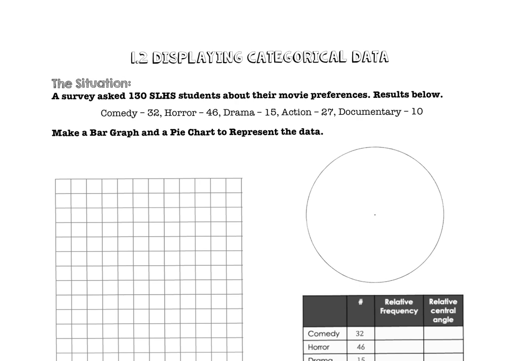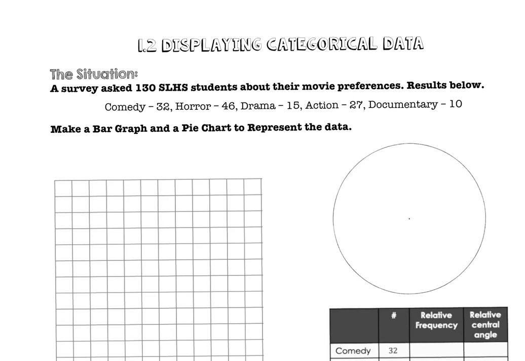Okay, but we're going to talk about how we create these bar graphs and pie charts, and then you're going to have a small assignment to do just after that, which we'll go over as well. If you look, there were 130 students asked about their movie preference, and the results were 32 preferred comedy, 46 preferred horror, 15 preferred drama, action was 27, and documentary was 10. So we had 130.